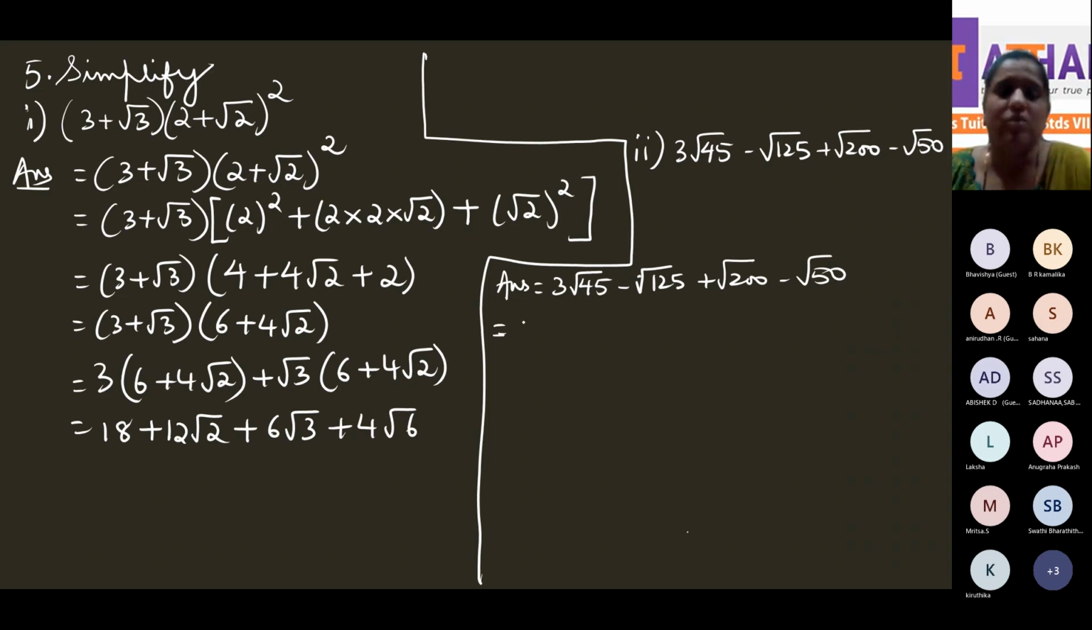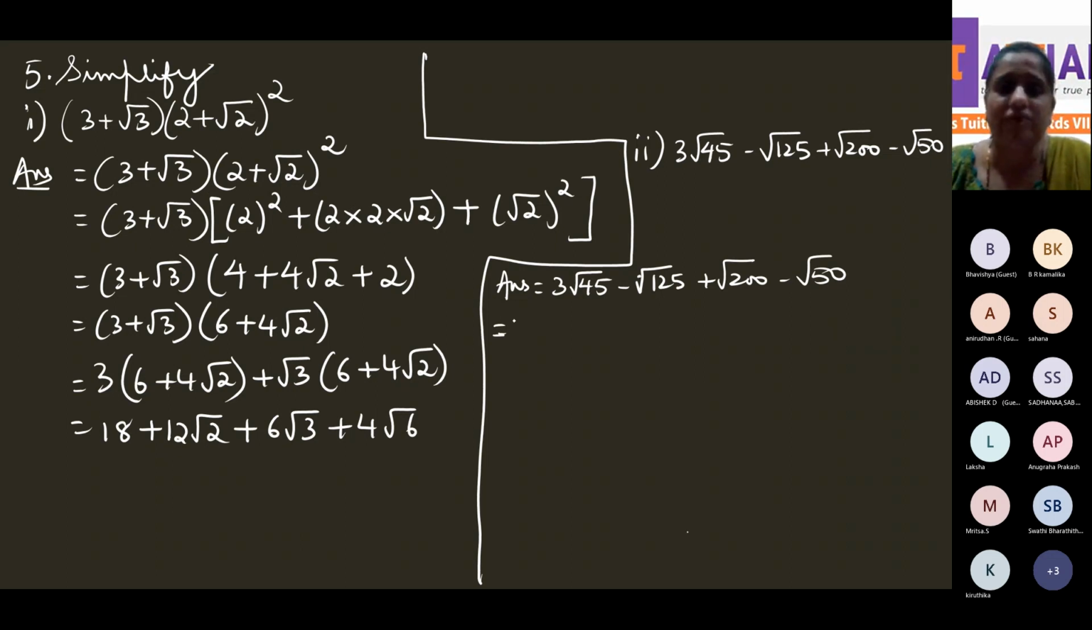So how do we proceed? What is 45? 9 fives are 45. You can do it in two ways. Try to write the number as a product of a perfect square and another number. But if you're finding it difficult, I'll tell you another method. I'll do it in two ways for you. Both are similar, just the way you get started. Now I'm going to write 45 as a product of a perfect square and another number. 9 fives are 45. 9 is a perfect square.